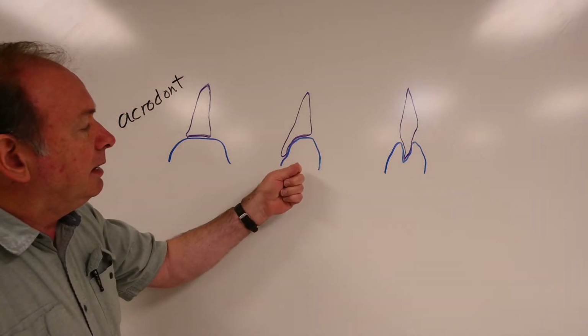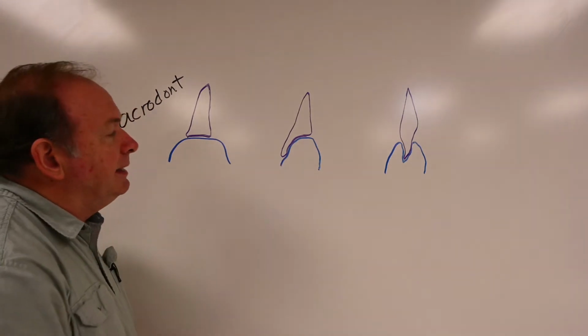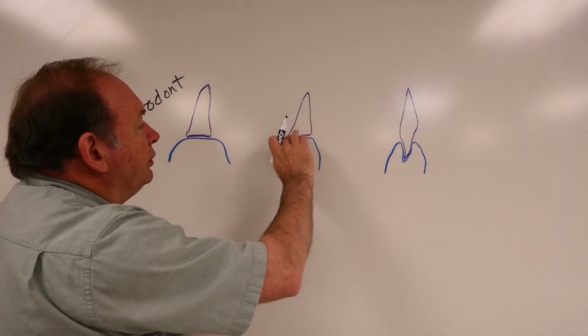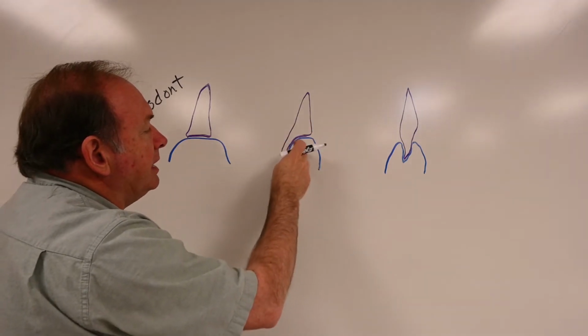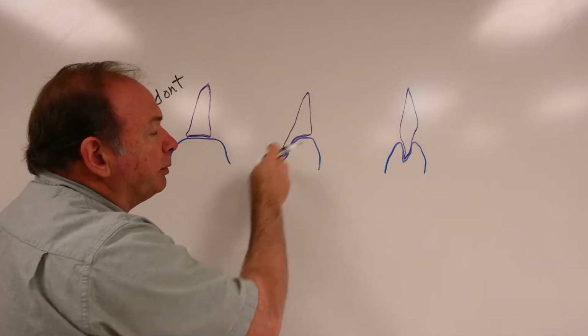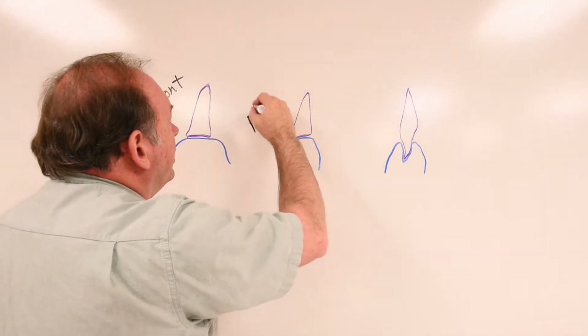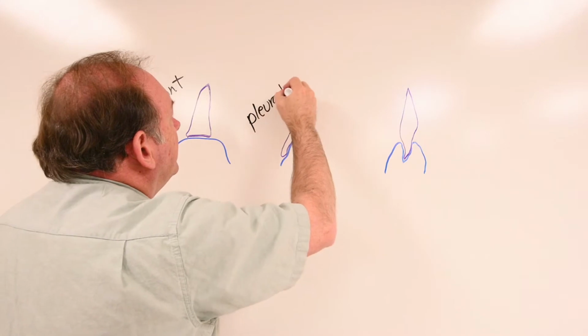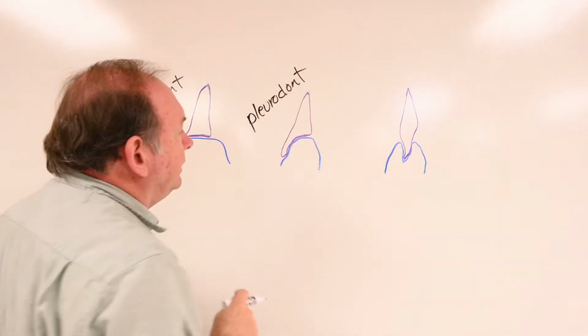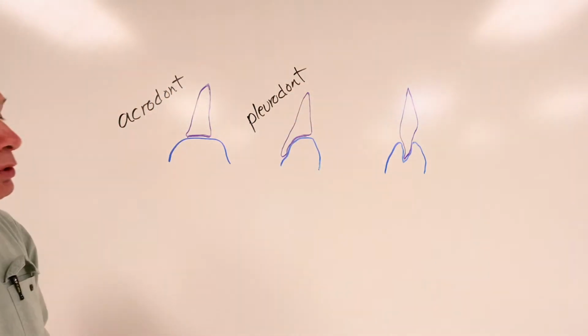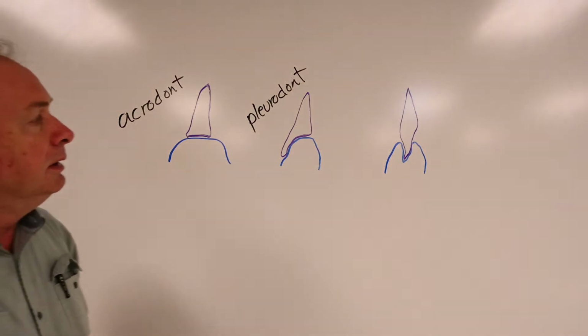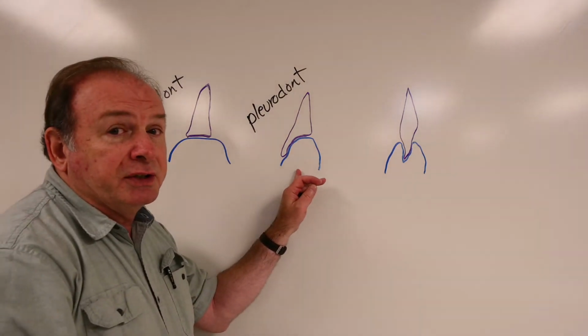Next, this attachment has part of the tooth attaching on the side of the jaw as well as up toward the crest of the jawbone. This is called pleurodont dentition, when you have attachment to the rim of the jaw. This is common in lizards and snakes.